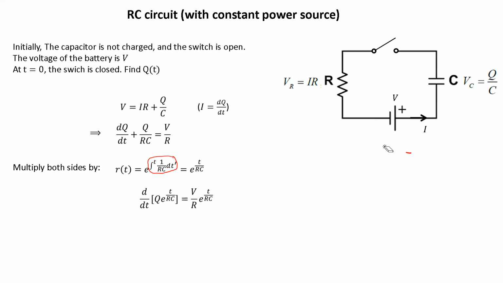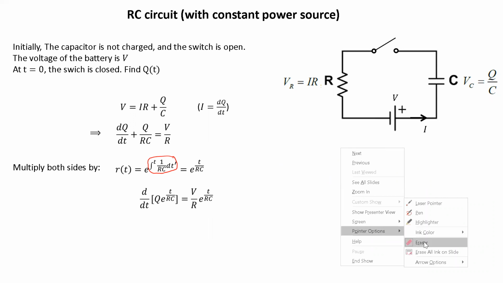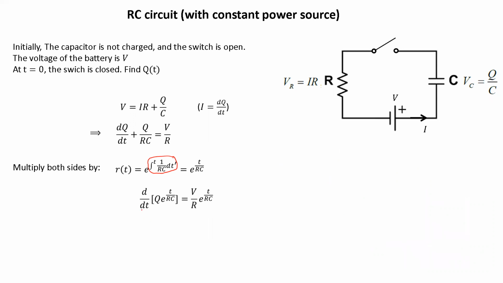But anyway, the procedure is standard. I have multiplied both sides of this ODE by this integrating factor. Then I convert the ODE like this. So what's next? Next is to integrate both sides again. That gives the left hand side just Q times e to the t divided by RC, and then the right hand side is this.